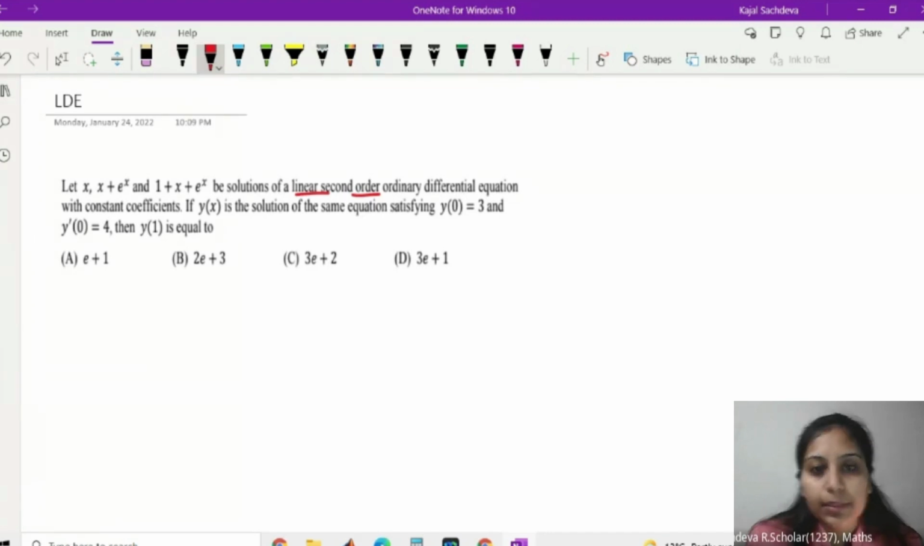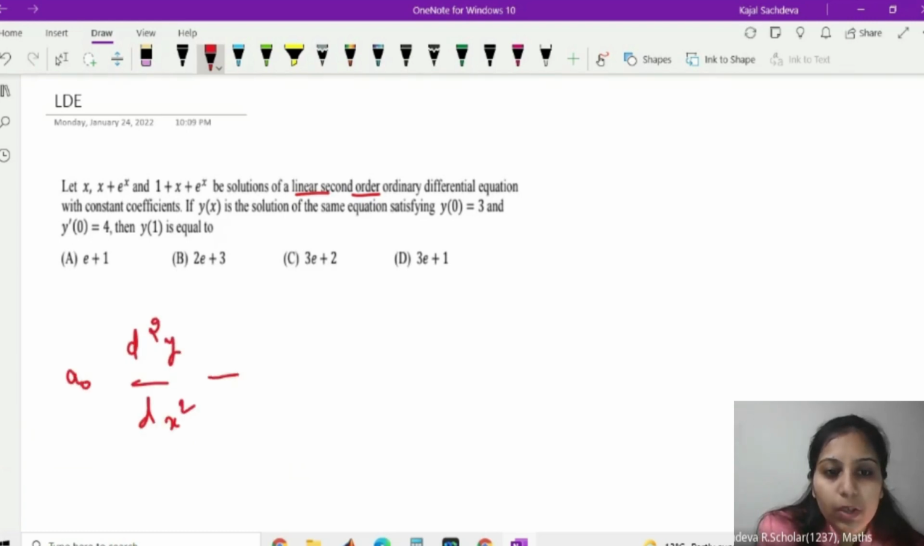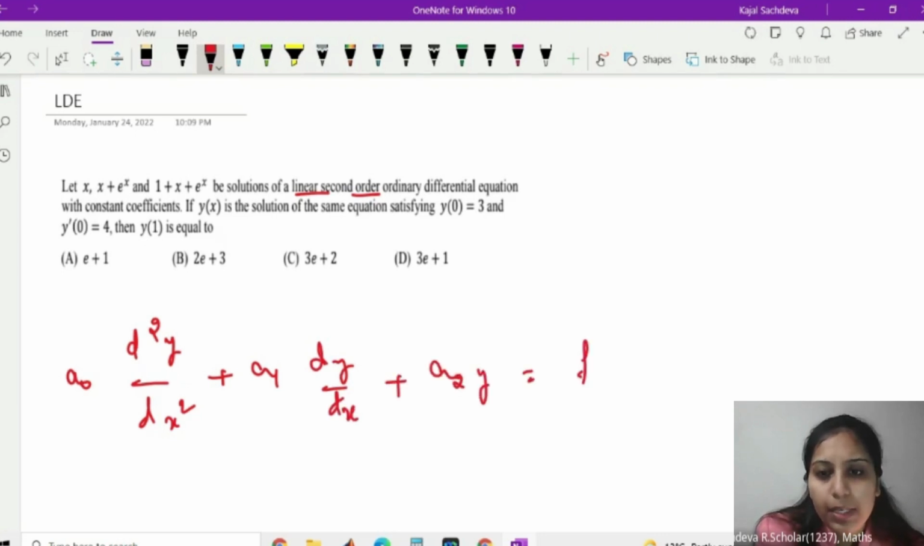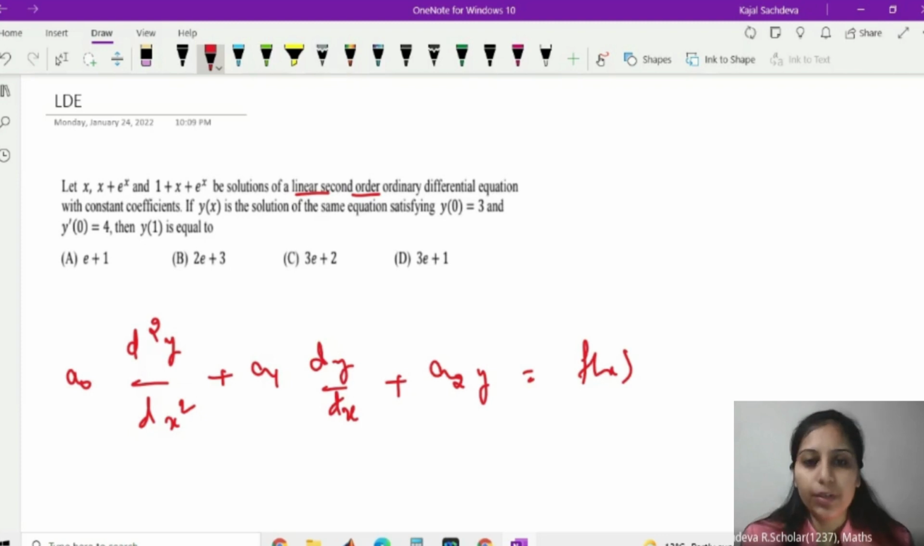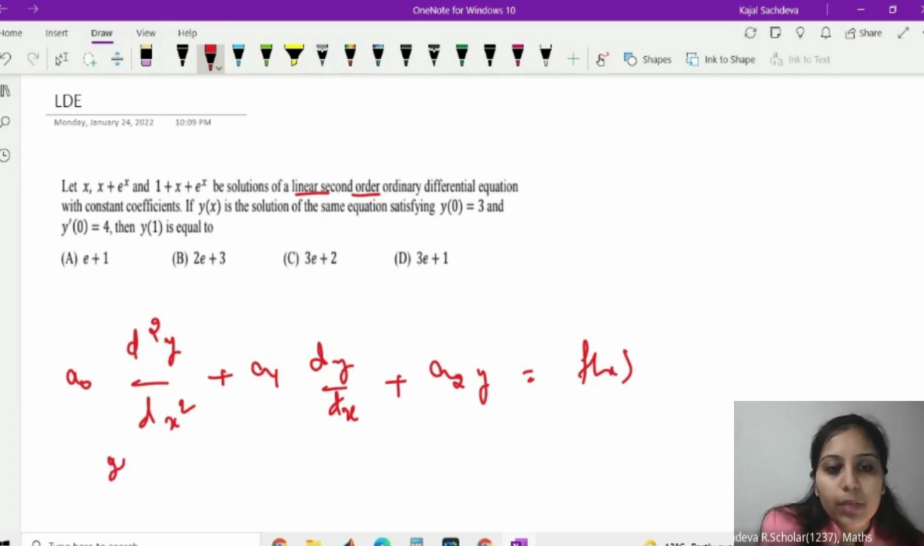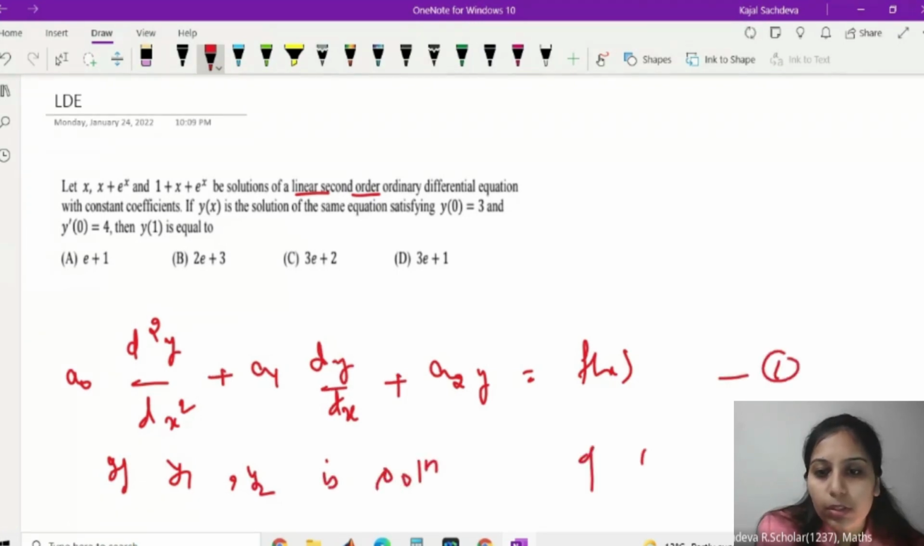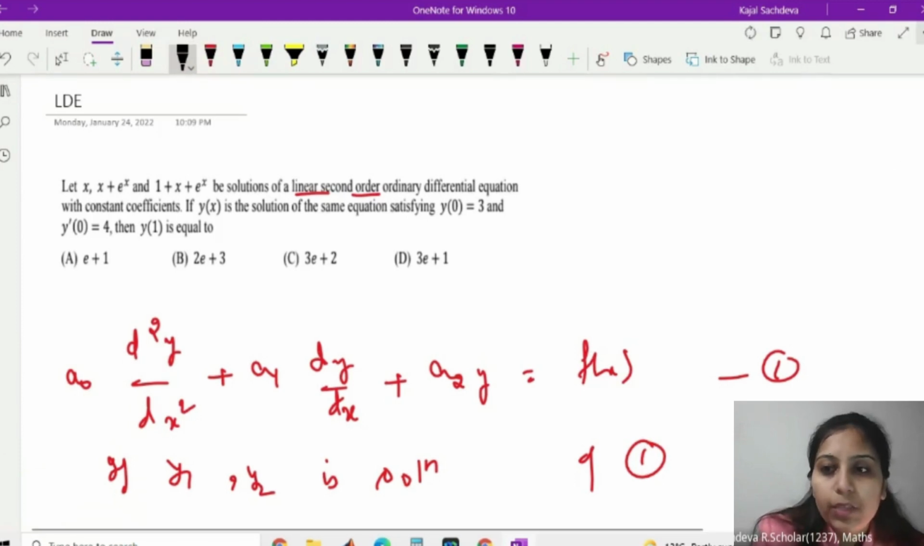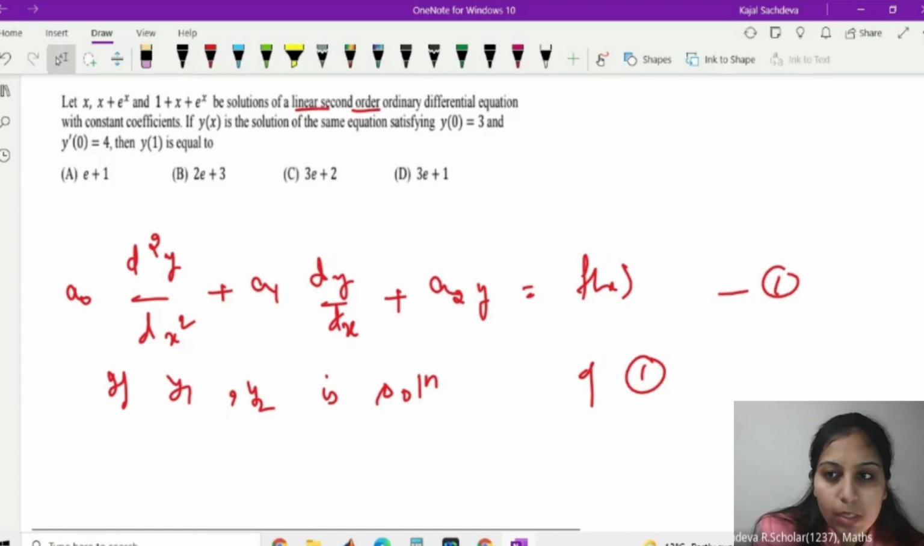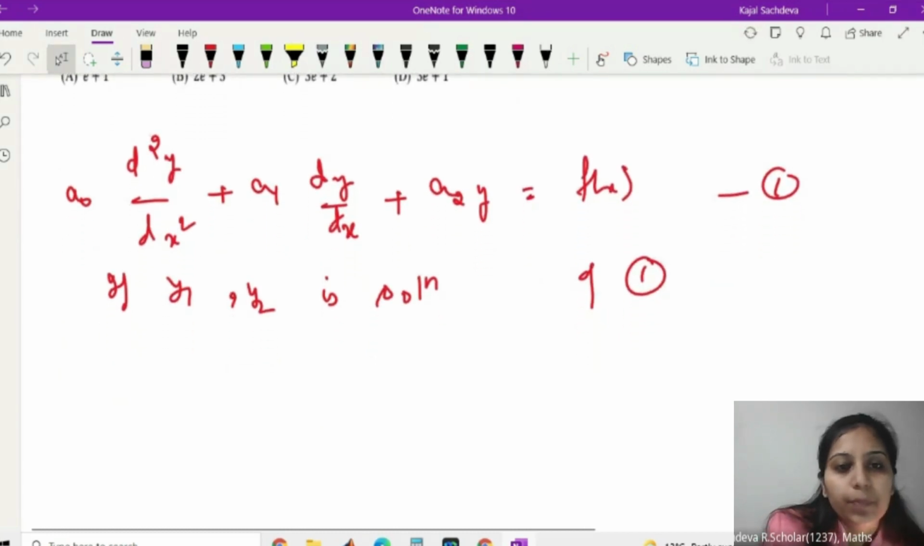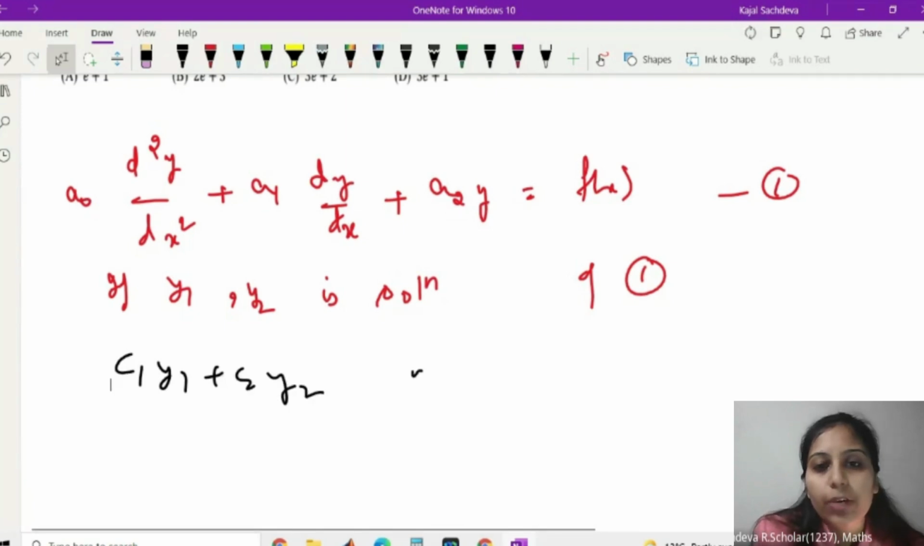So we have a result: when we have, say, a second order differential equation, a naught y double dash plus a1 y dash plus a2 y equals f of x, with constant coefficients. I am taking second order here, but you can take a general degree equation. But we are saying if y1, y2 are solutions of this equation, then is the linear combination c1 y1 plus c2 y2 also its solution in the homogeneous equation?